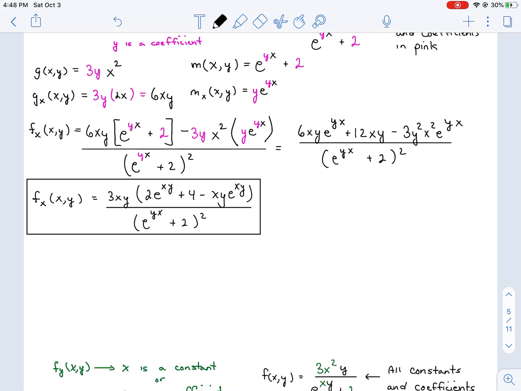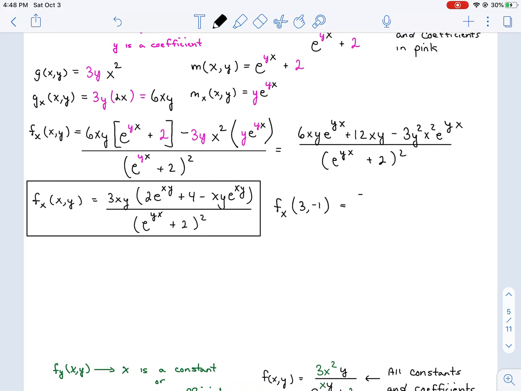Okay. Now we can evaluate this partial derivative when x is equal to 3 and y is equal to -1. And I'm just going to write down the result so that you, on your own time, can do this on your own and get the same result.